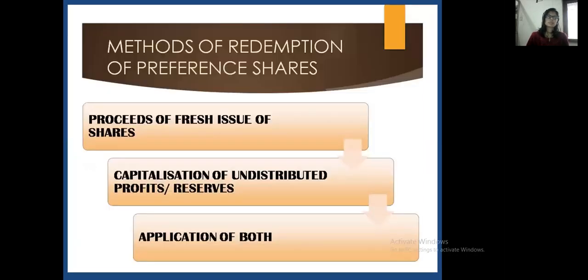Next is methods of redemption of preference shares. Now, what are the different methods of redemption of preference shares? Proceeds of fresh issue of shares: we can redeem using the fresh issue of shares. Next is capitalization of undistributed profit or reserves: we can use the undistributed profit or reserves through the capitalization method. And next, we can apply both the situations, the first and the second methods together, that is, proceeds of fresh issue of shares and capitalization of undistributed profit.